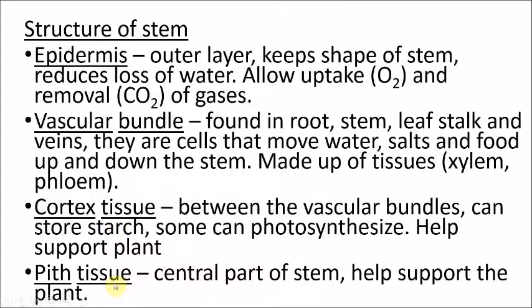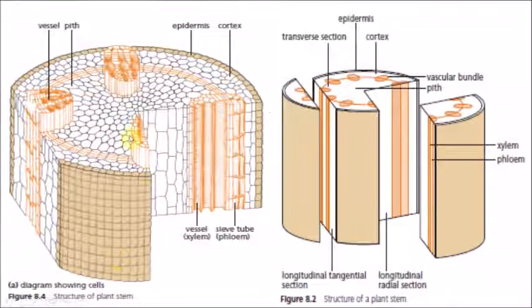Now, the cortex and pith. These different tissues are found here. This is the pith, this stuff in the middle, and this is the cortex on the outside. The job of the cortex and pith is basically support, but the ones on the outside near the edge can sometimes photosynthesize and store starch as well, but not the inside. These are too far in the middle, away from the sunlight, so these are mainly used for support.